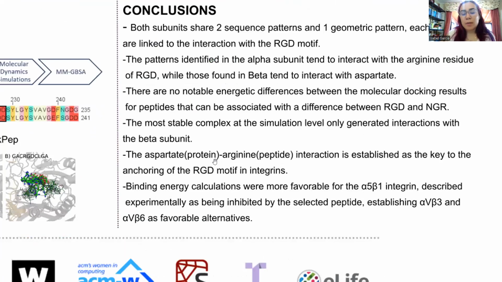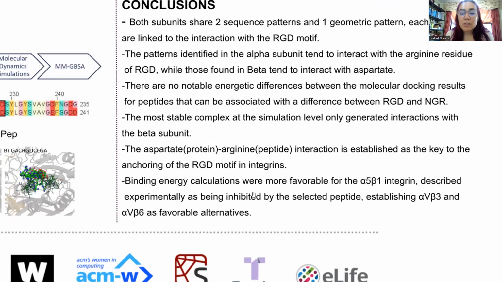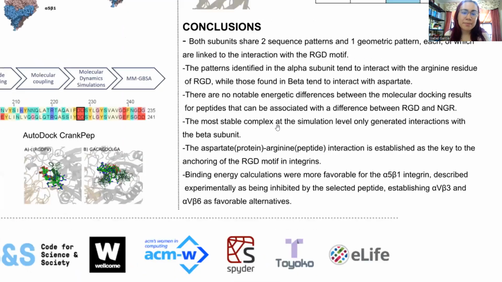The aspartate from the protein and arginine from the peptide interaction is established as the key to the anchoring of the RGD motif in the integrins. And finally, binding energy calculations were more favorable for the alpha 5 beta 1 integrin, described experimentally as being inhibited by the selected peptide, establishing both as alternatives.